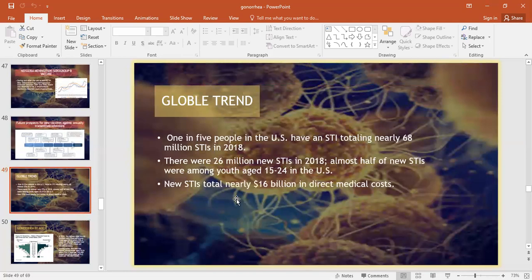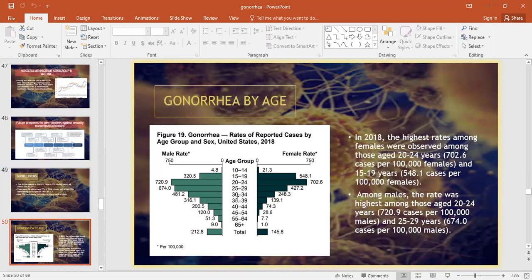Now the global trends. 1 in 5 people in the US have an STI, totaling nearly 68 million STIs in 2018. There were 26 million new STIs in 2018. Almost half of the STIs were among the young population, 15 to 24 years of age. New STIs cost nearly 16 billion in direct medical costs.